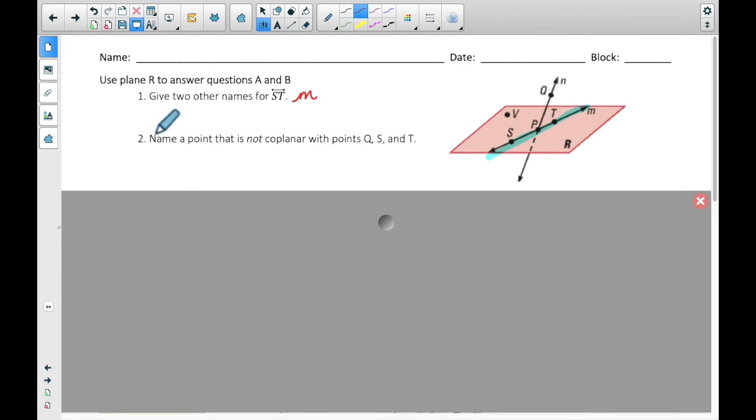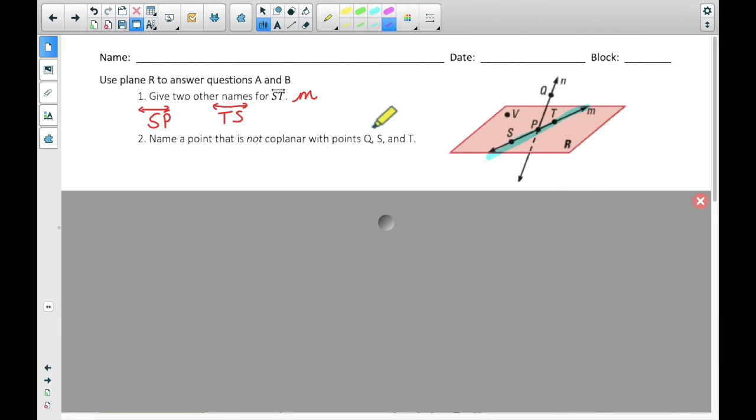Another way you could name it is you could call it line SP. But again, if you do that, you have to have those arrows over it. Or you could call it line TS. There's a bunch of them. We could go on, but that's enough for now. So those are some different ways that you can name line ST.